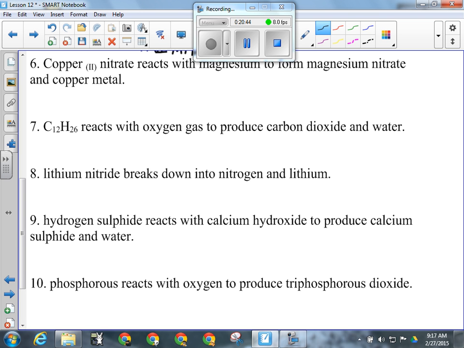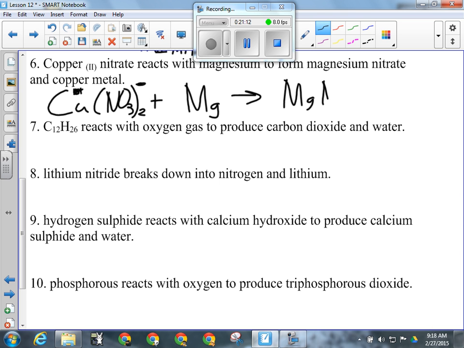For number 6, we got copper 2 nitrates. So copper with the 2+, that's what the Roman numeral tells me. Nitrates. I put it in brackets because I know when I drop and swap, I'm going to need a 2 here. Nitrate's a -1, so that compound is good. It reacts with magnesium, just magnesium by itself, and that's going to produce magnesium nitrate and copper.